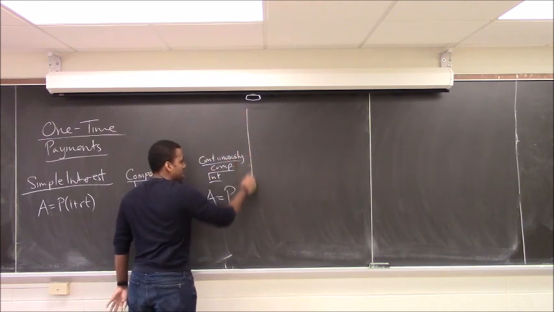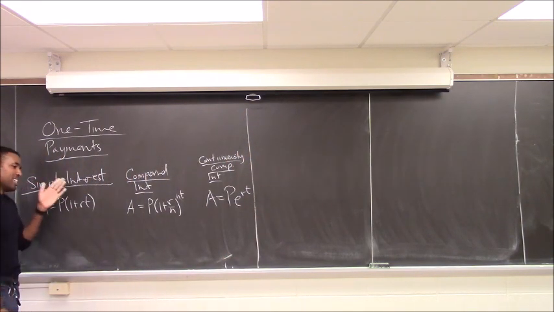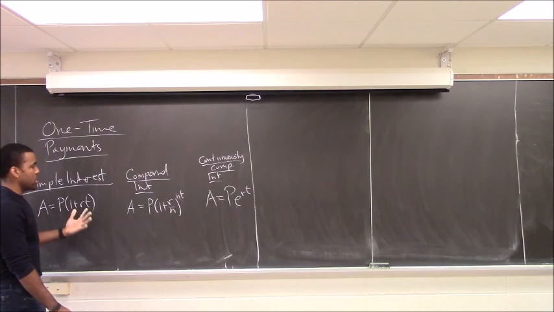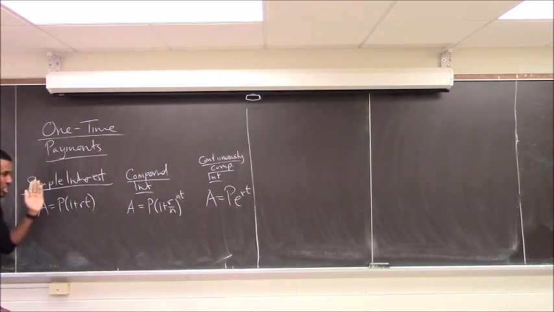Why? Because in any problem where you're going to have to actually use one of these, the problem itself is going to tell you that you have to use one of these. It's going to say, assume simple interest, or assume it's compounded 5 times per year, or it's continuously compounded. The question is going to tell you.